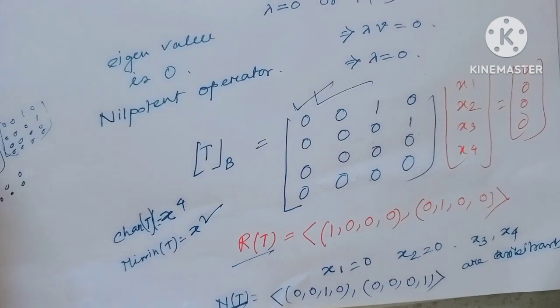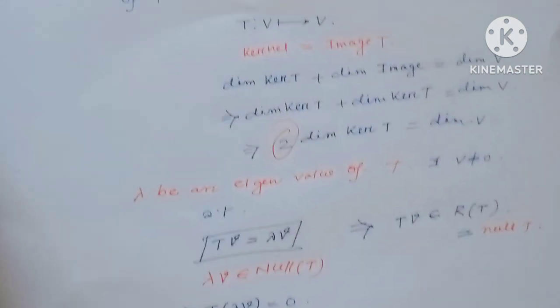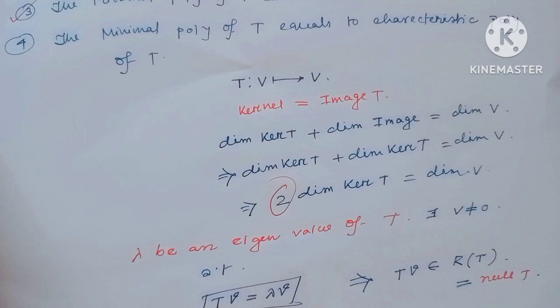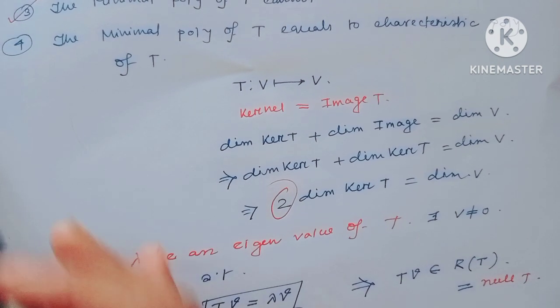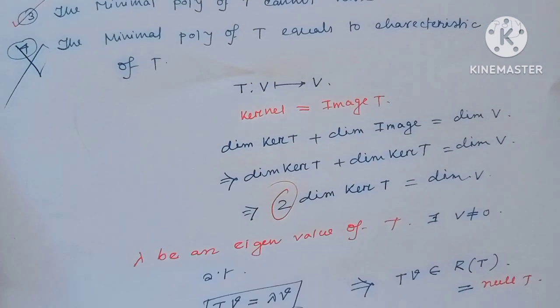Actually, since the operator is a nilpotent operator, it is not diagonalizable, and when an operator is diagonalizable, the minimal polynomial is always equal to the characteristic polynomial. Since it is not diagonalizable, the minimal polynomial cannot equal the characteristic polynomial. So option 4 is a wrong option.